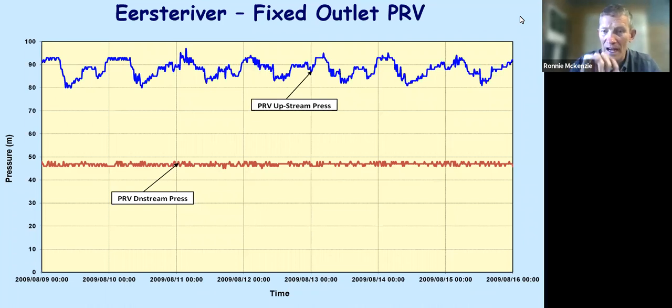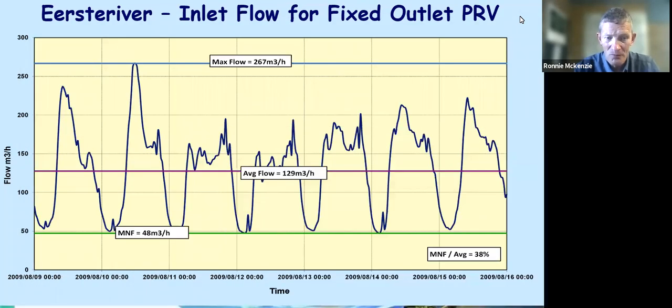So this is now at the valve. Okay, this is now what we get at the valve. So we've cut the pressure into the zone from 90 to about 47 meters. The minimum night flow dropped. It was 150 before. It dropped immediately to 48. So we took off about 100 cubes an hour on this zone.